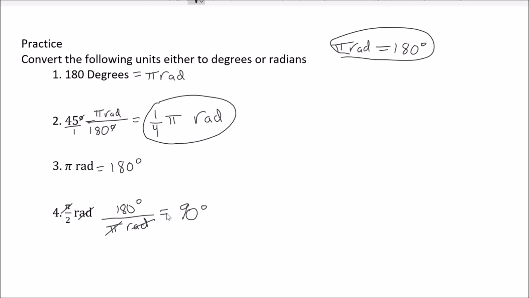So even if you get weird looking numbers, you're just going to write down your conversion factor, and there's only 2 of them. It's either pi rad over 180 or 180 over pi rad, and then you're just going to simplify. Okay, that's all it is.